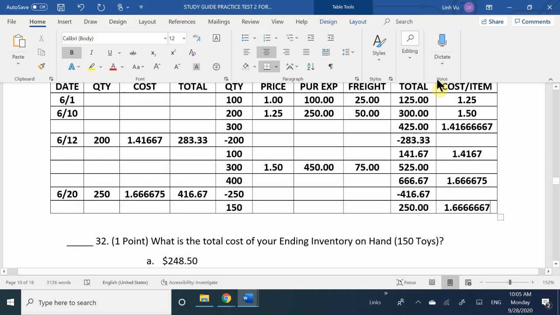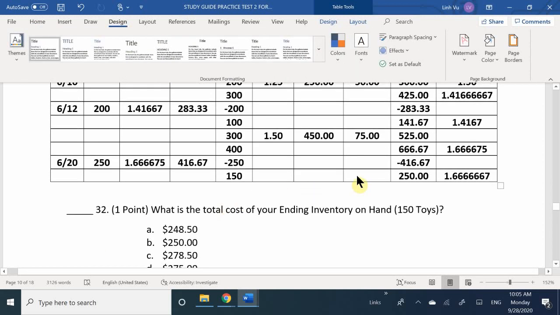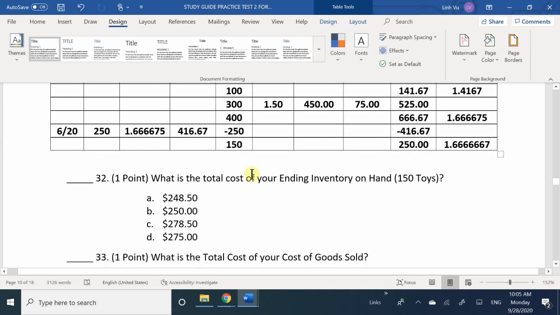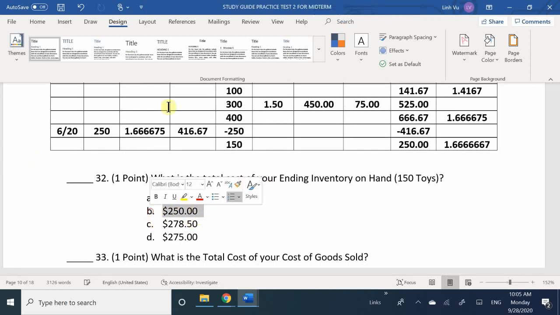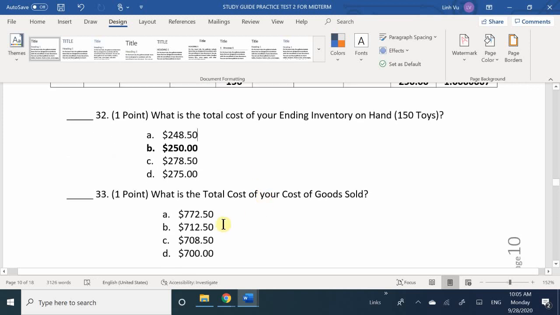Okay, good. Now we ended off on an ending inventory with an even number. So what can we say here? All right. What is the total cost of your ending inventory? Boom, 250. Okay? Boom, 250. All right. And then what is your total cost of goods sold?